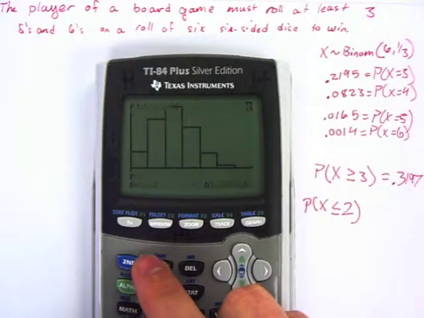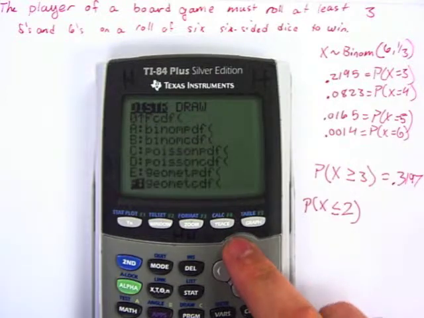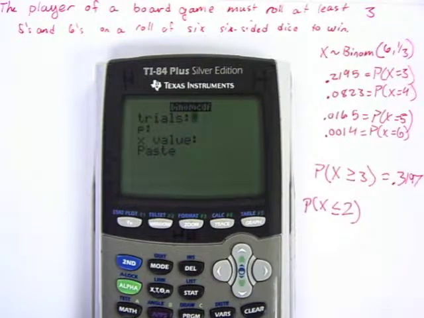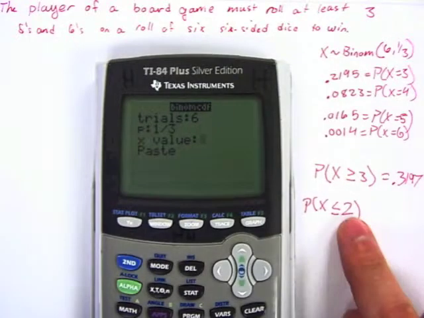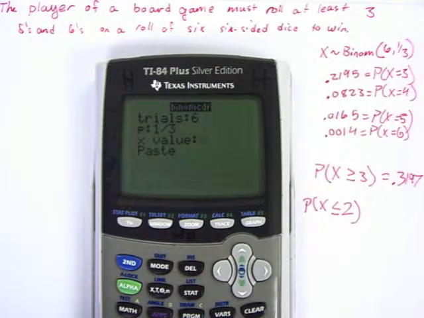So I'm going to quit back to my home screen and go back into the distribution menu. I'm going to go up to get to binomial CDF. It's a different function, so we have to re-enter all of our numbers. We're looking at 6 trials with a probability of success of 1/3. And this x value is going to be our upper bound. We're looking for the probability that x is always less than or equal to this bound. We can only find probabilities that are to the left using this function. So I'm going to put in 2 for my x value.